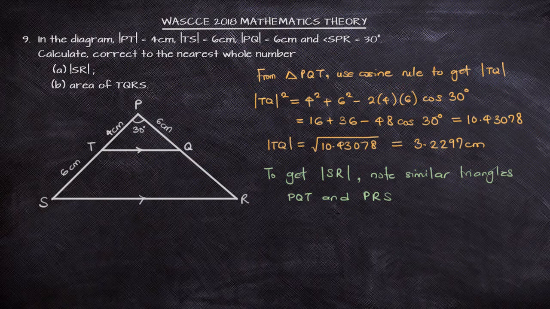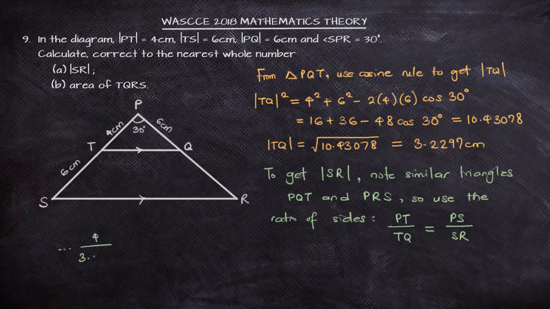So if you are to use the principle of the similar triangles, we want to use the ratio of the sides. And here, since we know PT and we know PS, we have also found TQ. We can say PT over TQ will be PS over SR. The sides to the left and the side to the base, we can relate them such that we have PT is 4. Now TQ is 3.2297 that we have found out. PS is 4 plus 6, the whole of that length, and that will be 10. Then divided by SR that we are looking for.